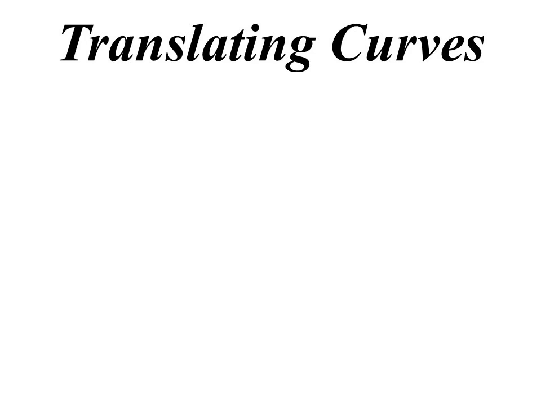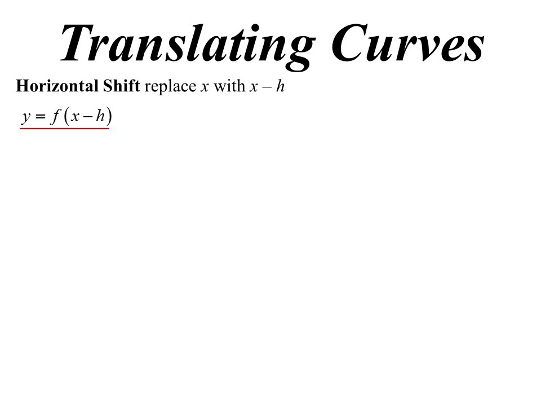Let's now recap translating curves, so moving basic curves around. Remember, a horizontal shift, well, that's when we replace the x, because horizontal is to do with the domain. So it's the x value that's changing. We replace x with x minus h, so it becomes function of x minus h.